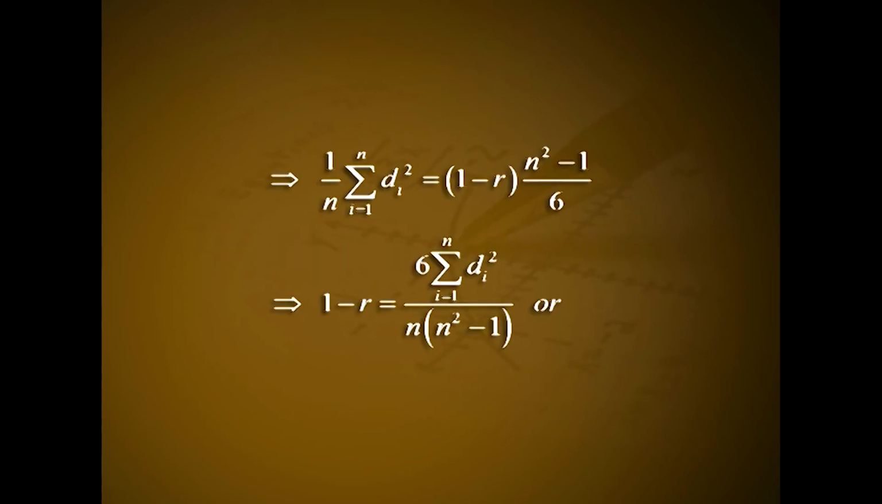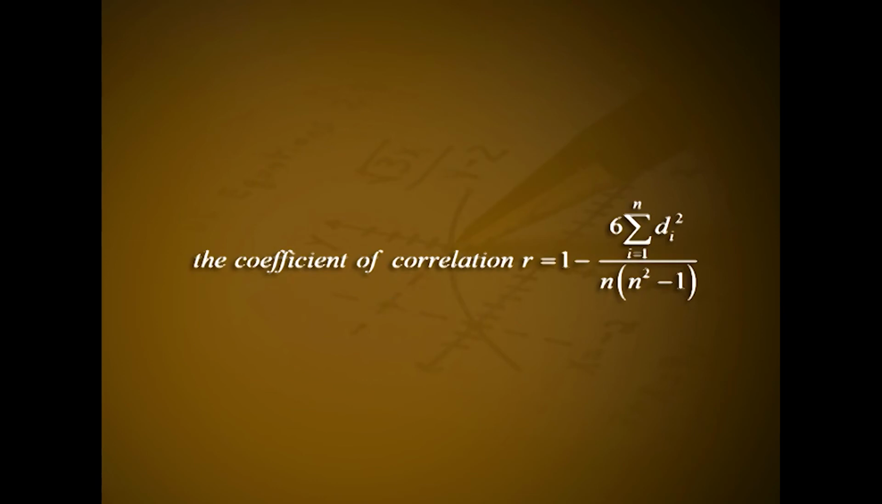This implies (1/n) Σ from i=1 to n of di² equals (1 minus r) into (n² minus 1) divided by 6. This implies 1 minus r equals 6 Σ from i=1 to n of di² divided by n(n² minus 1), or the coefficient of correlation r equals 1 minus 6 Σ from i=1 to n of di² by n(n² minus 1).